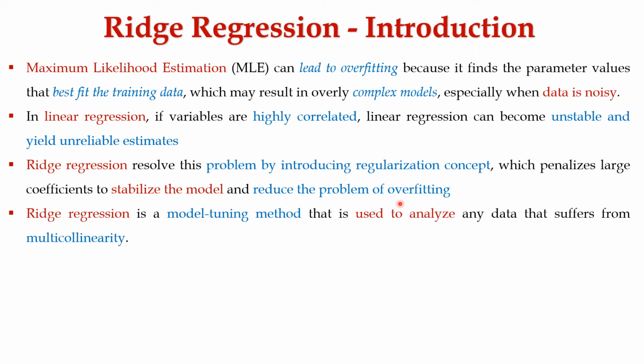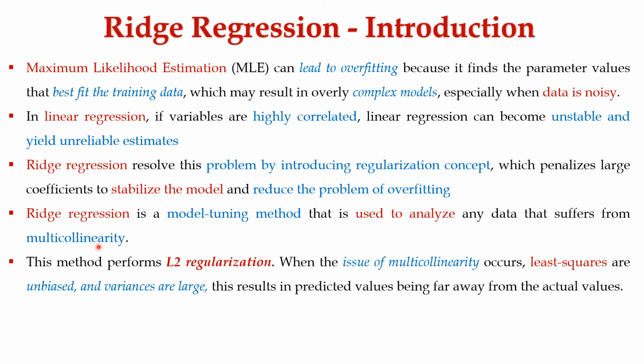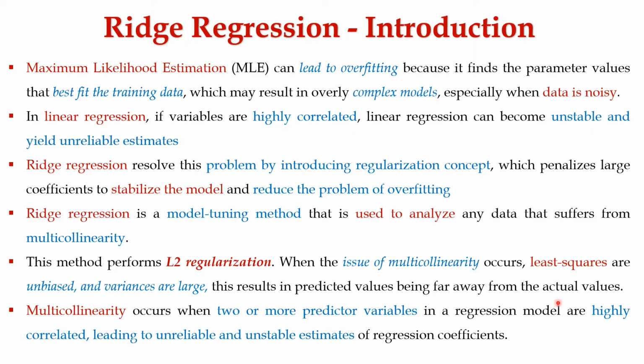the problem of overfitting. Ridge regression is a model tuning method that is used to analyze data that suffers from multicollinearity. This model performs L2 regularization. When the issue of multicollinearity occurs, least squares estimates are unbiased and variances are large. This results in predicted values being far away from the actual values. Multicollinearity occurs when two or more predictor variables in a regression model are highly correlated, which leads to unreliable and unstable estimation of regression coefficients.